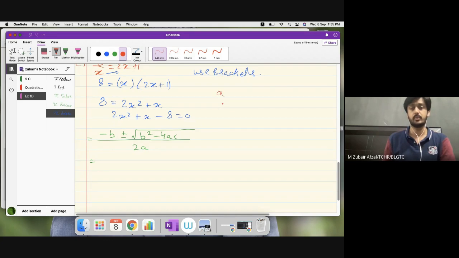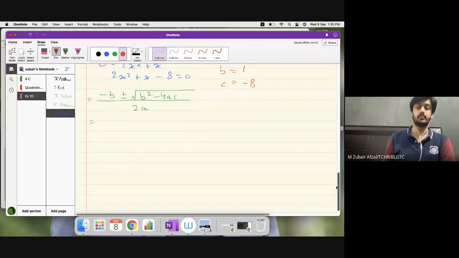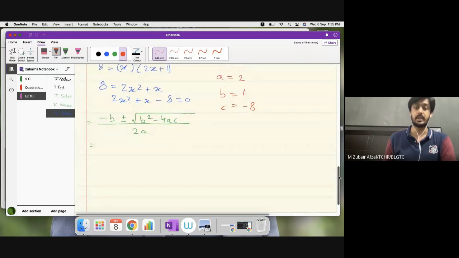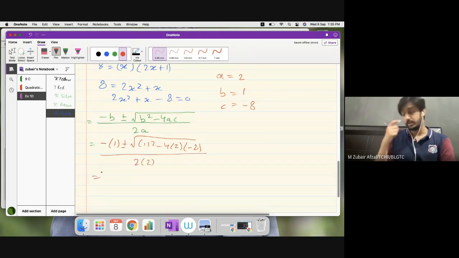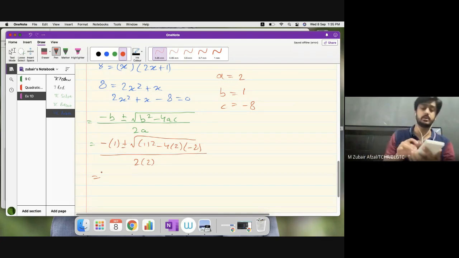So kindly let me know the values of a, b and c. What is a, what is b and what is c? A is 2, b is 1, and c is minus 8. Thank you so much. So now I'm not thinking about anything but to plug in these values. Minus b is minus 1, plus minus square root of 1 square minus 4 times a is 2 times c is minus 8, over 2 times 2. Use your calculators, be with me, share your answers.